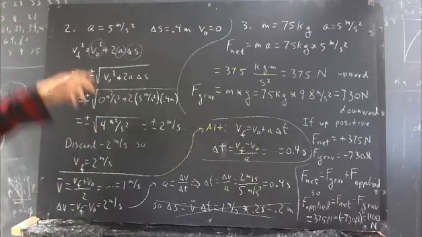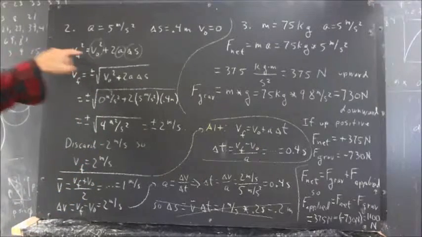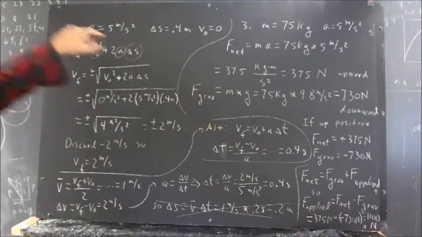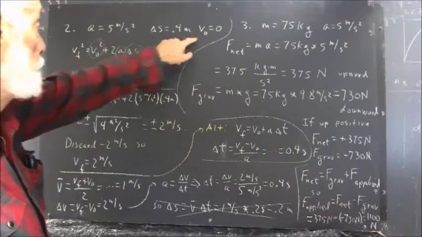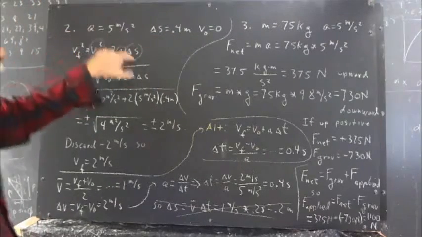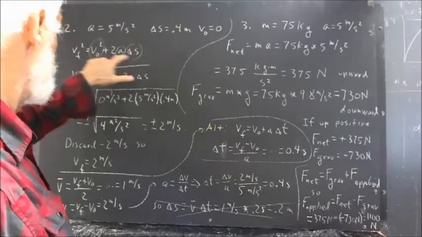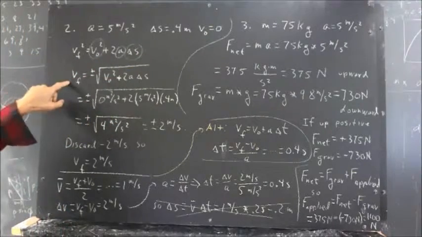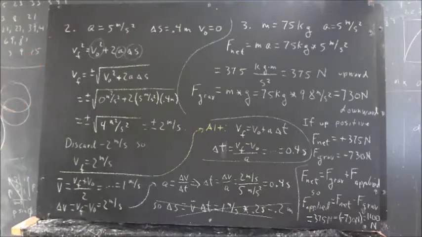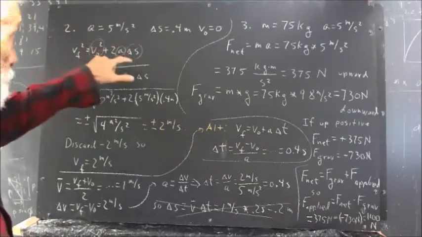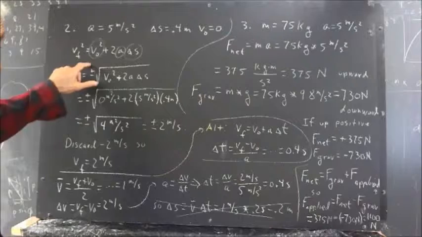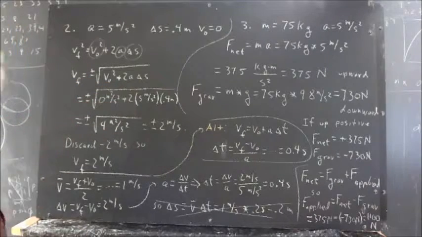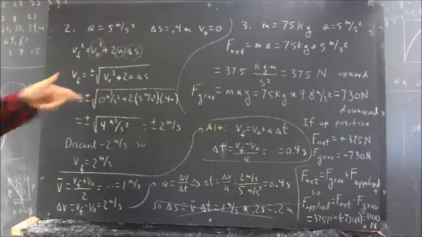So we go to the equations, and we use the fourth equation, noting that we know V naught, we know A, and we know delta S. We circle those quantities, and we solve for the quantity that's not circled, which is VF. And the solution is very simple. If VF squared equals this, then VF is either plus or minus this. So we plug in our numbers.